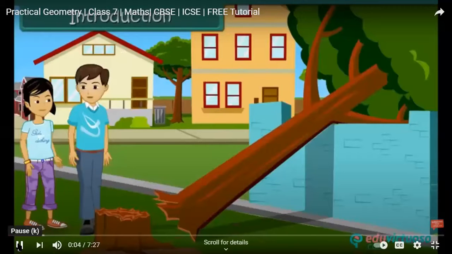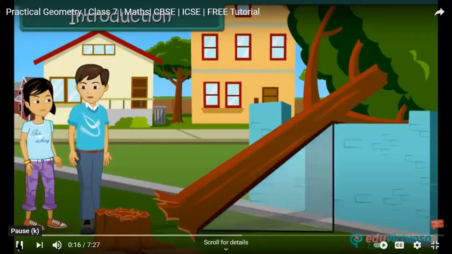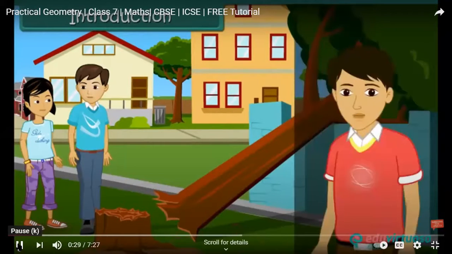Samya, today's storm has uprooted many trees in our locality. That's right, Vineet. That huge tree has been broken in the middle. The broken half, leaning against the boundary wall, makes a beautiful triangle. Great, Vineet. Are you studying geometry in school these days? Yes, Samya. We are learning to construct triangles. In this lesson, you will learn to construct triangles.